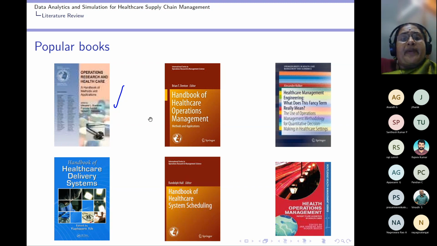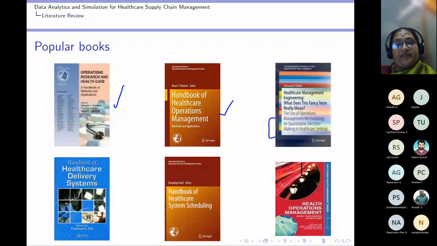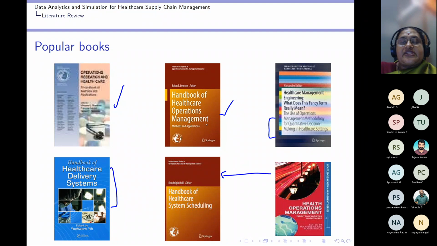The second book, by Brian Denton, is a handbook on healthcare operations management. It looks at not only OR models, but OM models also. The third book talks about quantitative decision making in healthcare settings, what they refer to as healthcare management engineering. The fourth book is again a handbook on healthcare delivery systems. For the purpose of today's lecture, these two books are very, very crucial.